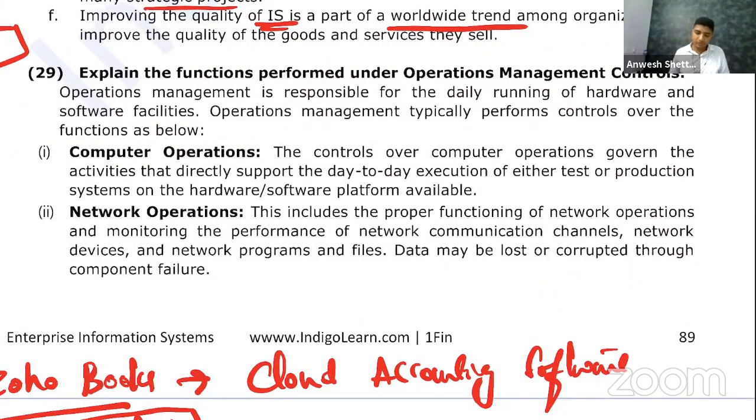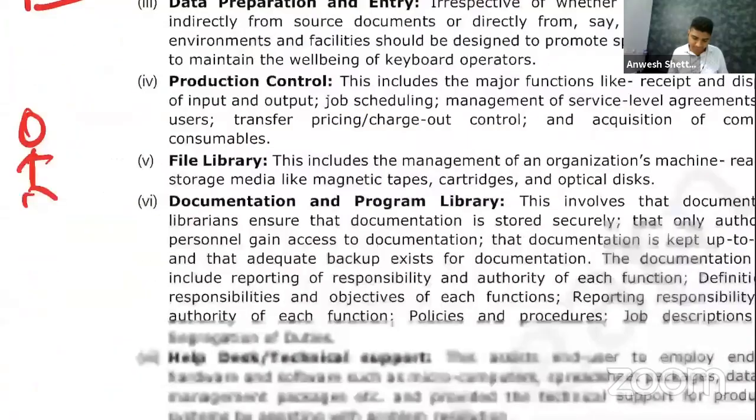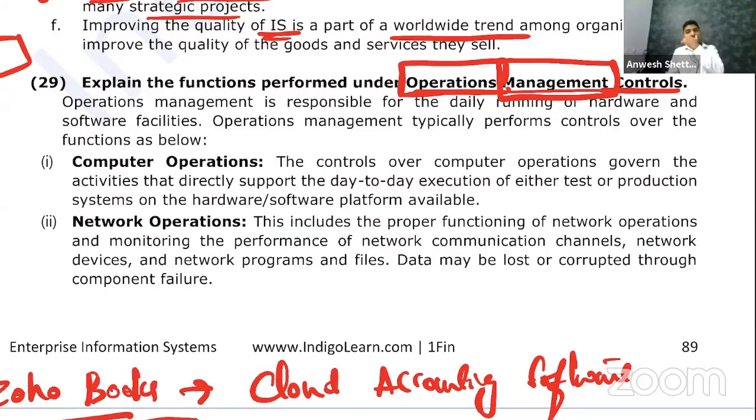Okay, now let us talk about question 29. Explain the functions performed under operations management control. Now again, the word management is there. So whenever you see the word management, what we are trying to do is see whether humans are proper. Which humans are you going to see? People in which department? Operations department. Operations means the ones who do day-to-day operations.